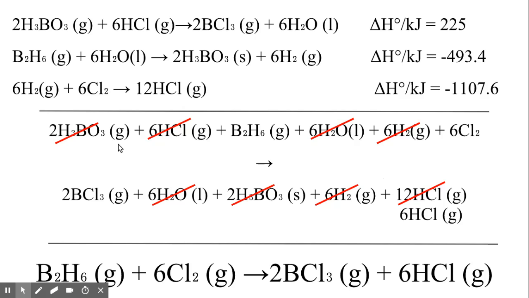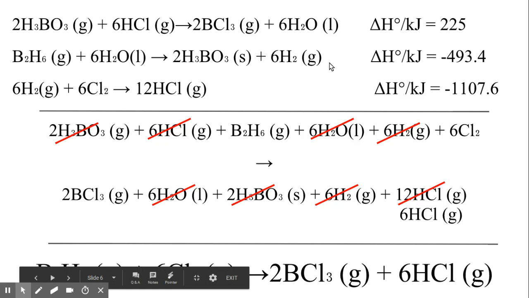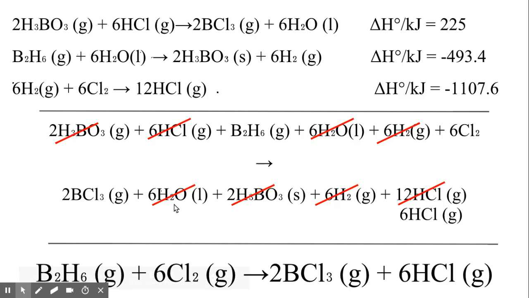So then we begin canceling. We have a 2H3BO3 here, and we can cancel that with this one right here. We have 6HCl here, and that can cancel with this 12HCl to get 6HCl, which is exactly what we want for this master equation. Then we have a 6H2O, which cancels with this 6H2O. A 6H2, which cancels with this 6H2.